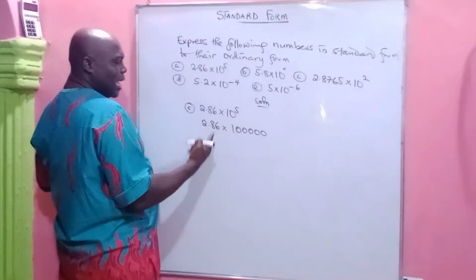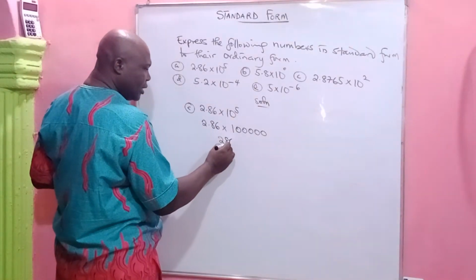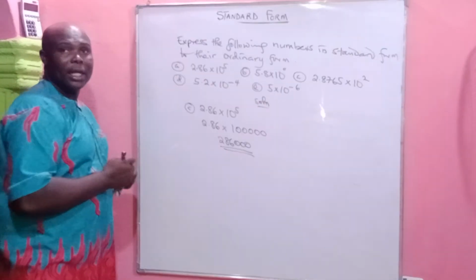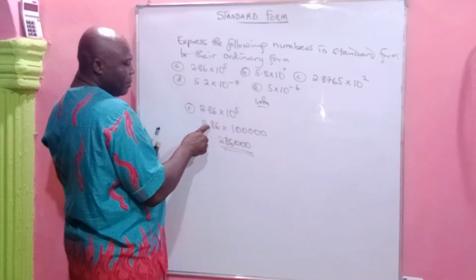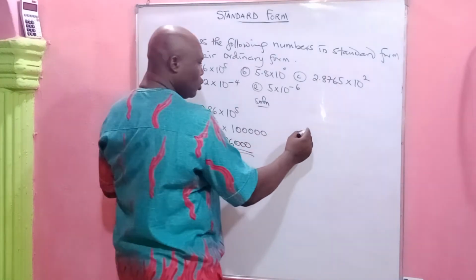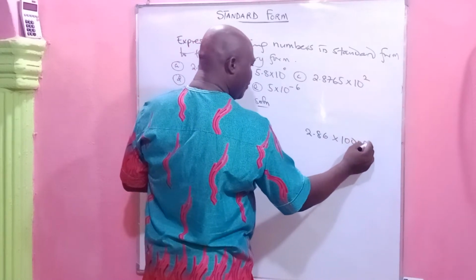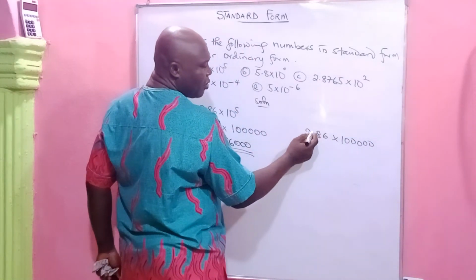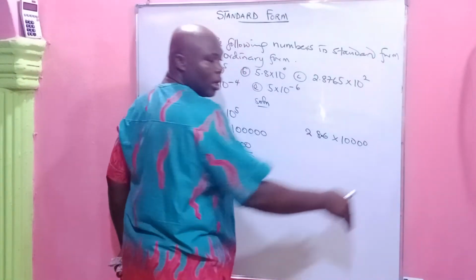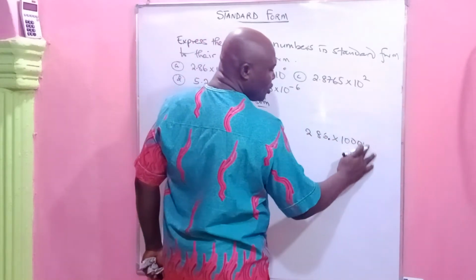You can simply use your calculator to multiply it out. But I want to explain something. You're going to have 286 with 3 zeros. So this is the ordinary form it is expressed in. How did I get that? Alright. By the time I move the decimal point 1 time, 1 zero is gone. Let me show you. 2.86 times 10, 1, 2, 3, 4, 5. So if I move the decimal point from here to this point, 1 zero will be gone. Alright. If I move it from here to here, another zero will be gone.